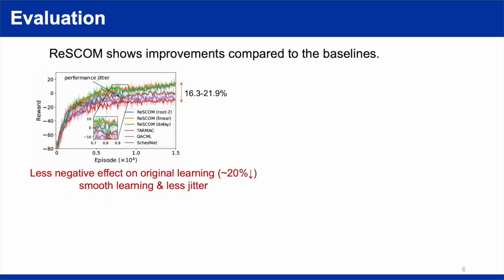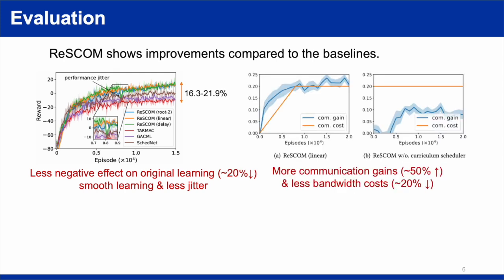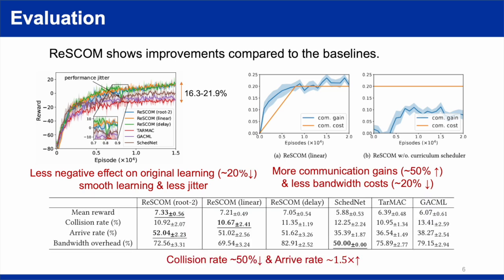Finally, we evaluated ReSCOM across multiple environments, and the results demonstrate that it outperforms current learning to communicate methods. First, ReSCOM has less negative effects on original learning, providing smoother learning with less jitter. Second, ReSCOM enables agents to communicate with reduced bandwidth cost. And last, using autonomous driving as an example, ReSCOM reduced the collision rate by 50% and increased the error rate by 1.5 times.